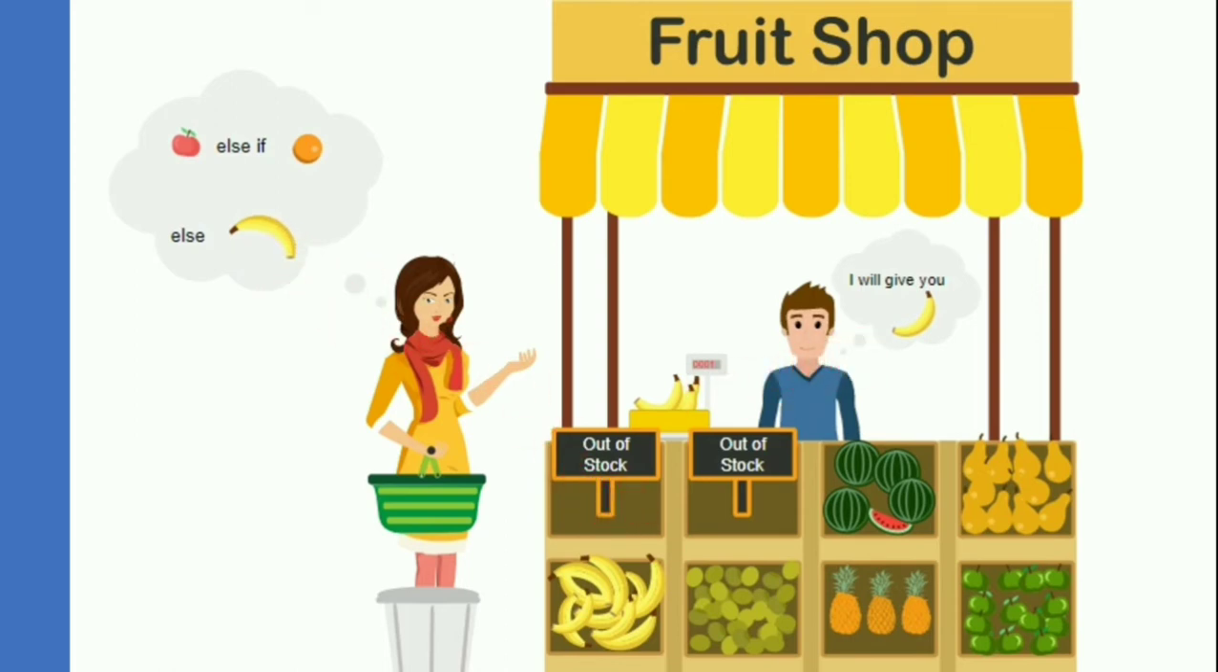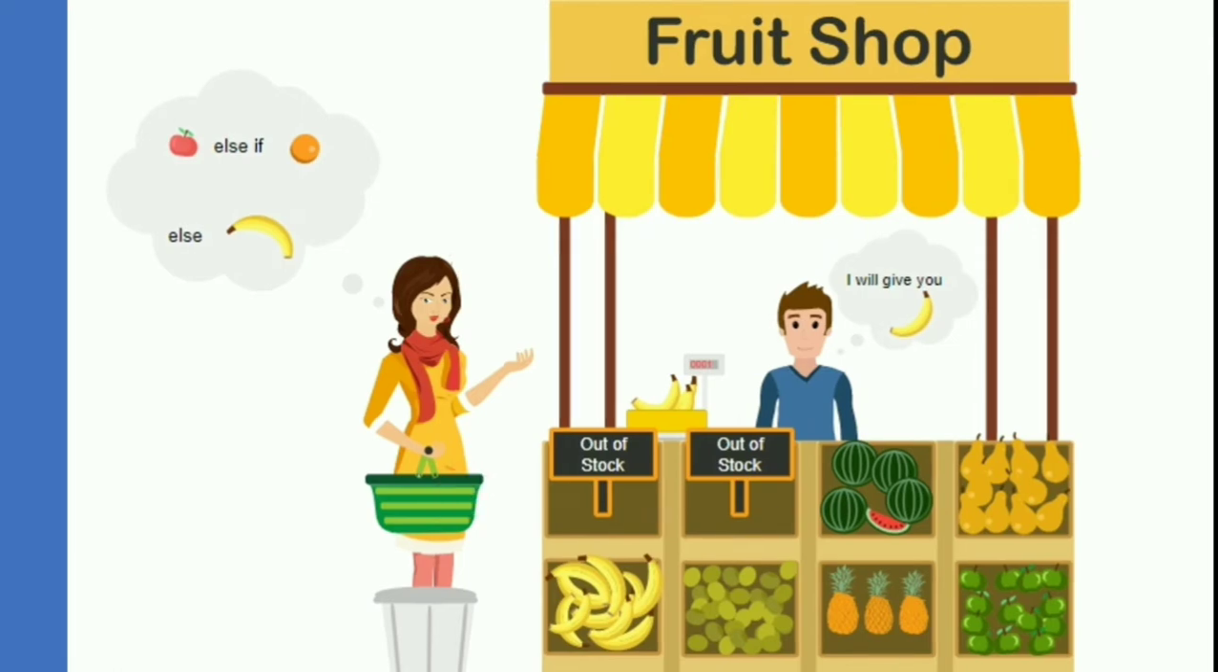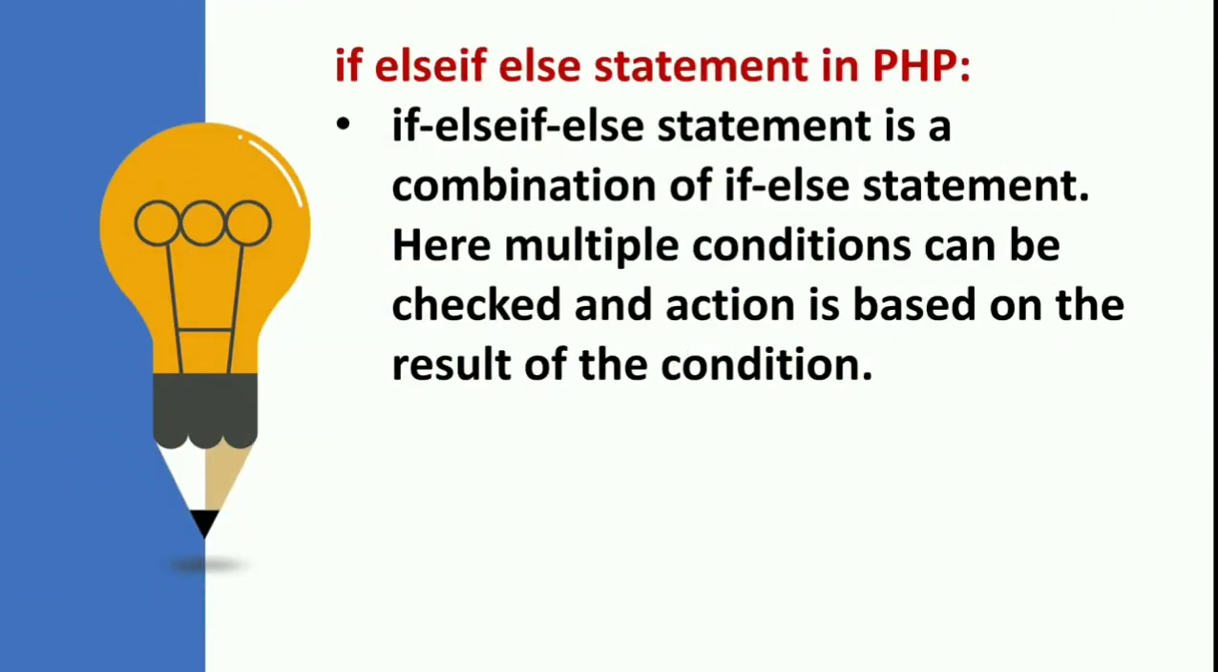So this is what an else if ladder is. You may have many choices, but which is available, that alone you can pick. So this concept is framed as the if, else if, else statement in PHP. This statement is a combination of if-else statements. Here multiple conditions can be checked and the action is based on the result of the condition. You may have multiple conditions, but only one condition will be selected. That is the overall concept of the if, else if statement.